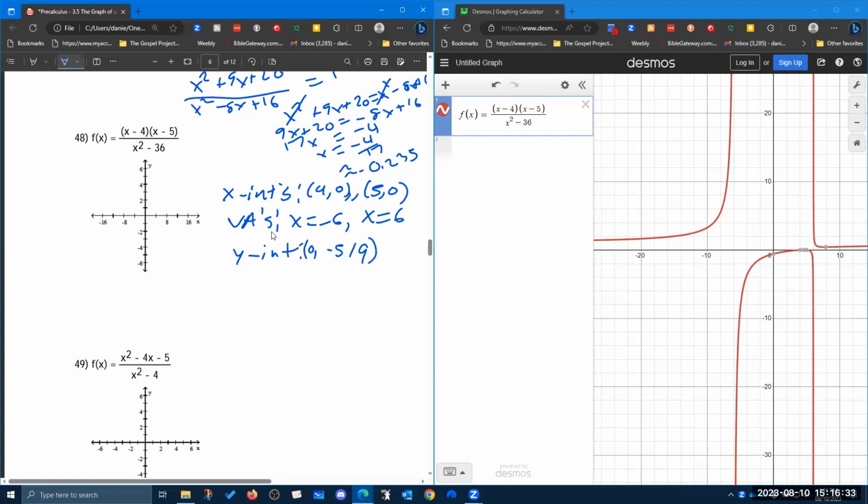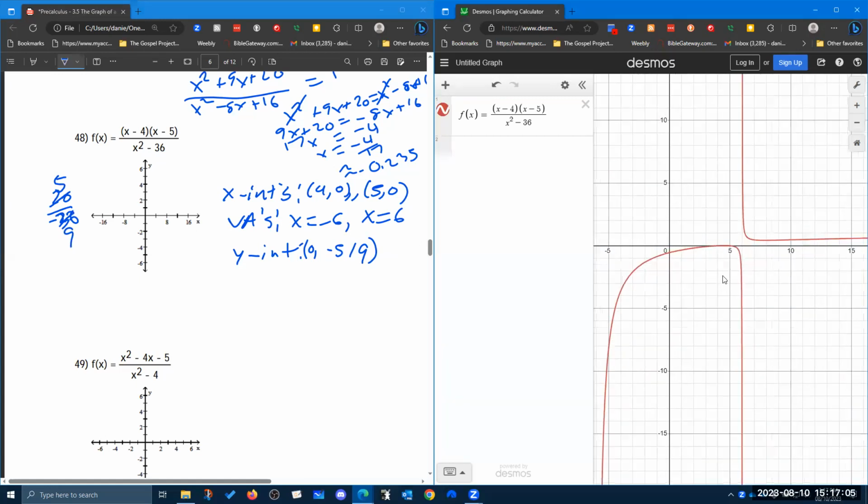Zero comma. Let's see, that's a negative 20 over a negative 36, which is a positive 20 over 36. Divide by 4, divide by 4. Yes, a negative 5/9. So let's see here. There's my y-intercept right there. It's a little bit smaller than -1/2.